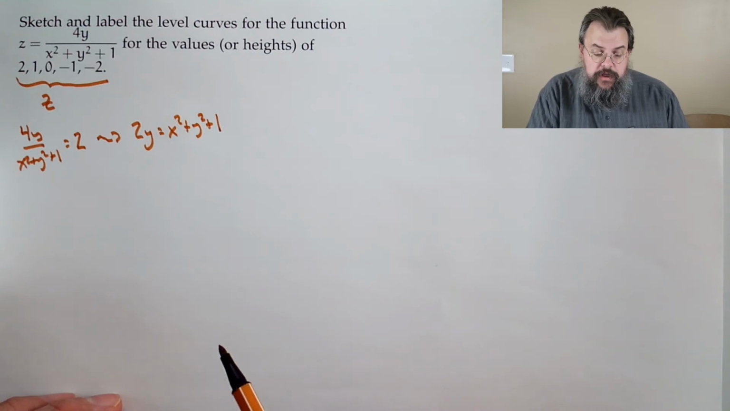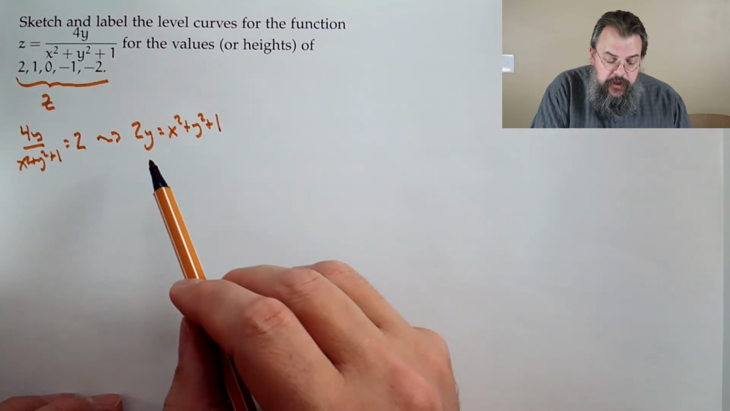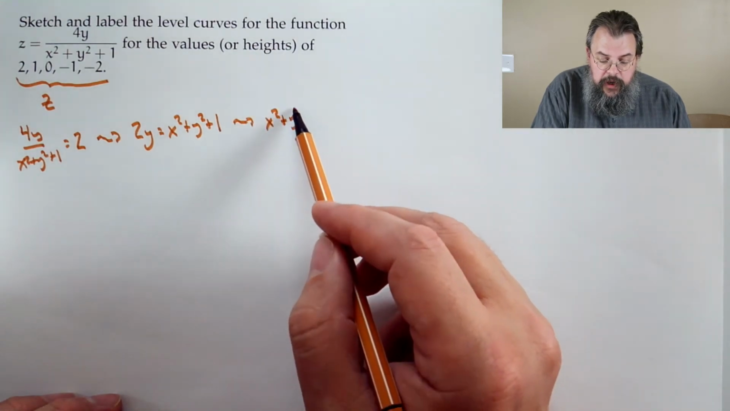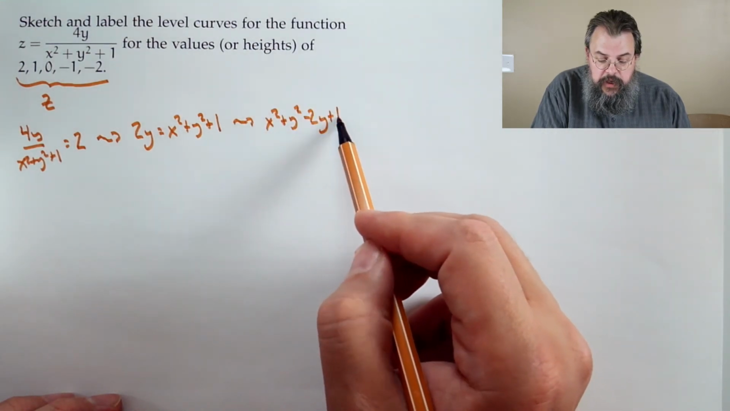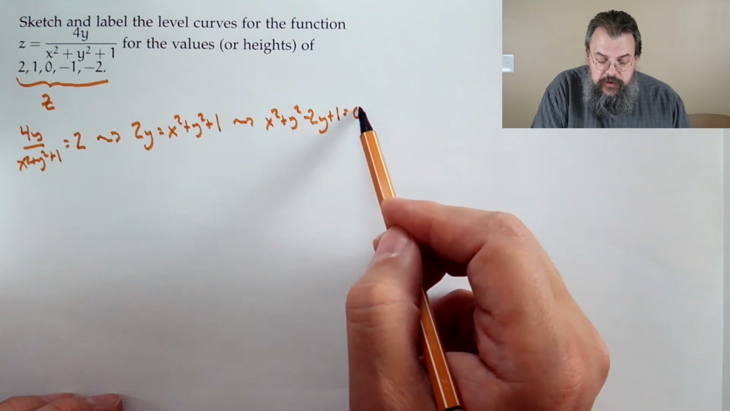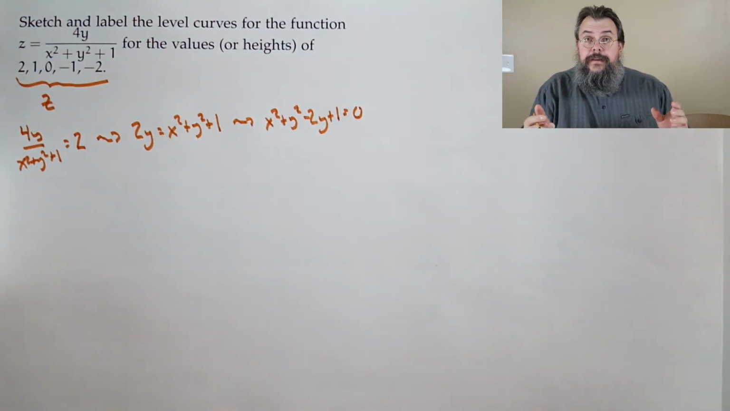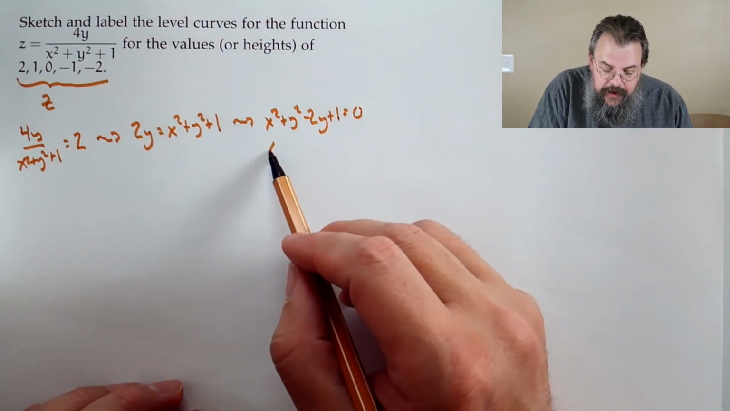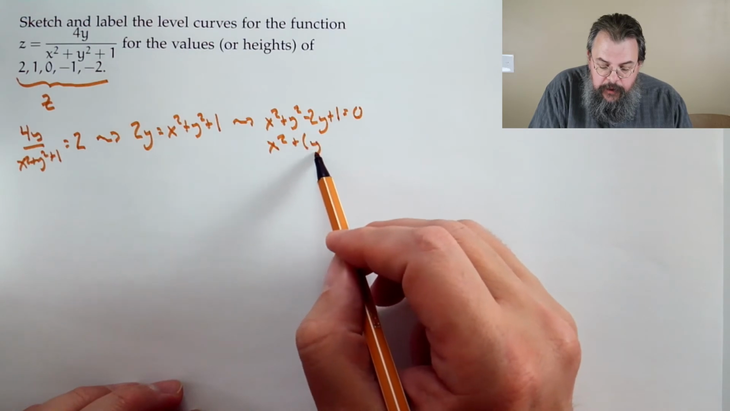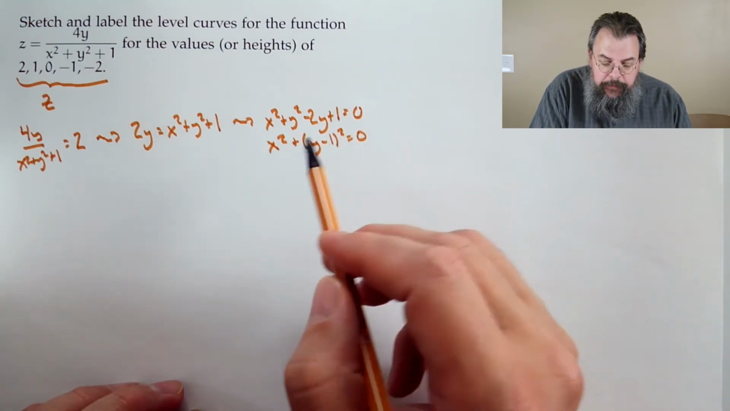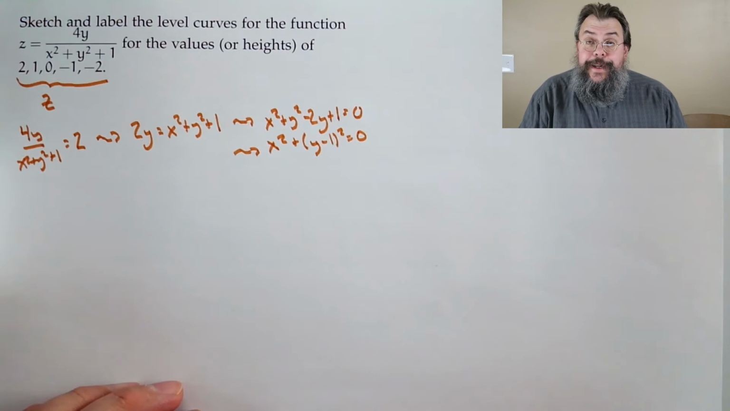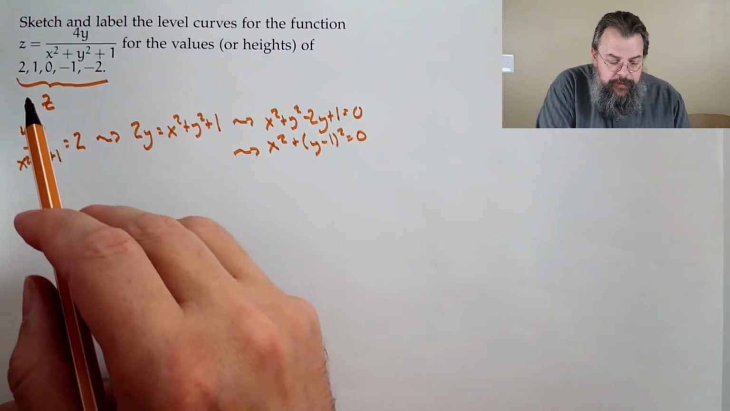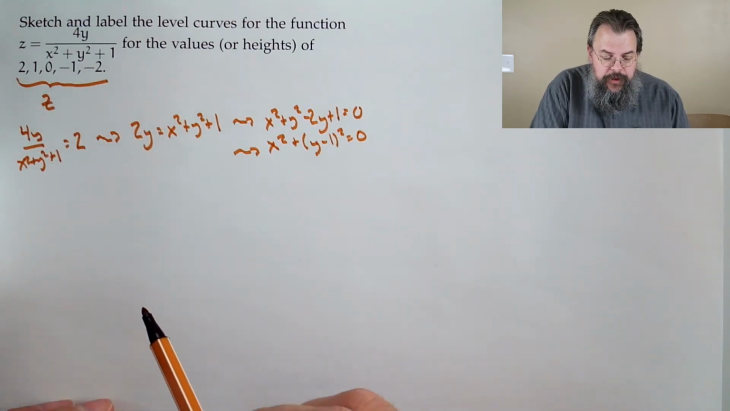All right, well, now what? That's really the same as x squared plus y squared minus 2y plus 1 equals 0, right? Yeah, it is. And what is that? Well, that's x squared plus y minus 1 squared equals 0. Well, that's going to be an interesting level curve. We'll get to that one in a minute. Okay, now we'll repeat. Similar process as we go along.